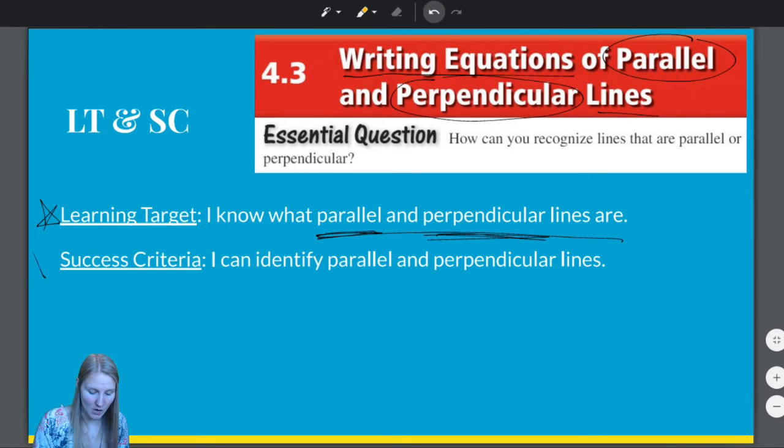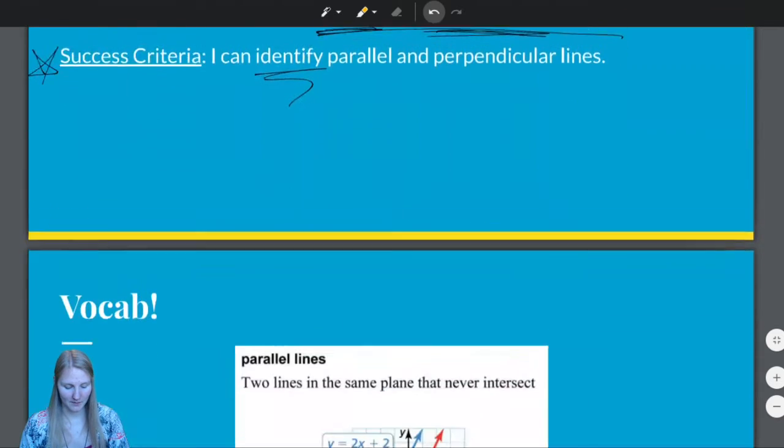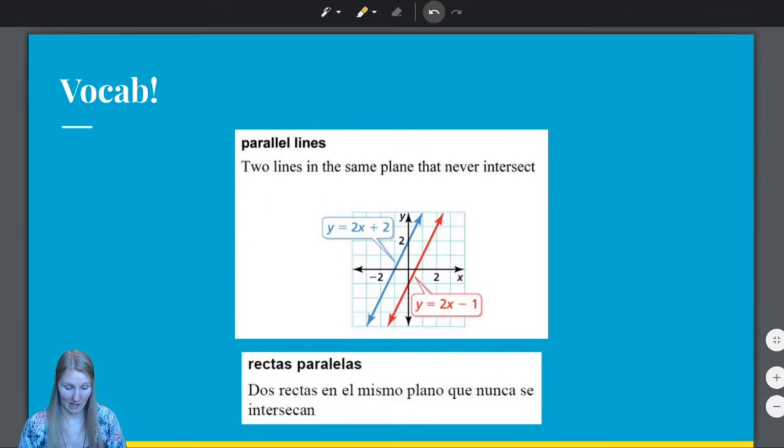So, our learning target and success criteria for today is, I know what parallel and perpendicular lines are. First, let's make sure that you understand what parallel and perpendicular lines are. And how will we know if you know what parallel and perpendicular lines are? Well, you'll be able to identify them. You'll be able to say, yes, parallel. No, not parallel. Not perpendicular. Yes, perpendicular. Okay, let's jump right in. First, we're going to talk about parallel lines, and then we will talk about perpendicular lines.